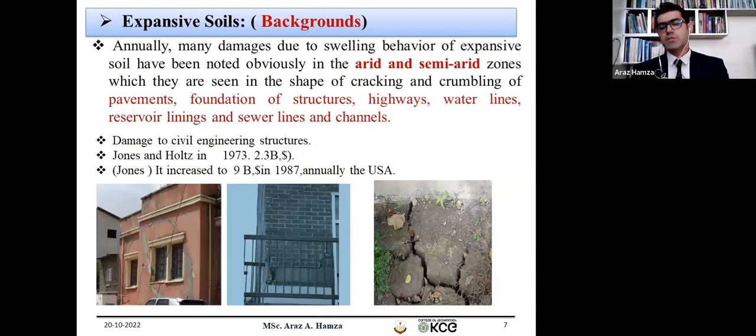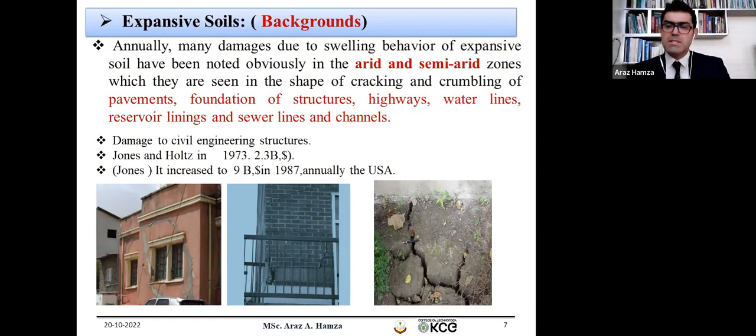Annually, many damages due to the swelling behavior of expansive soil have been noted, obviously where? In arid and semi-arid zones. Why? Because we said that water content variation makes this change or makes the expansive soil active. That's why arid and semi-arid zones are faced with such a problem, and mostly it can cause damage to pavement, foundations of structures, highways, water lines, reservoirs, every light project.